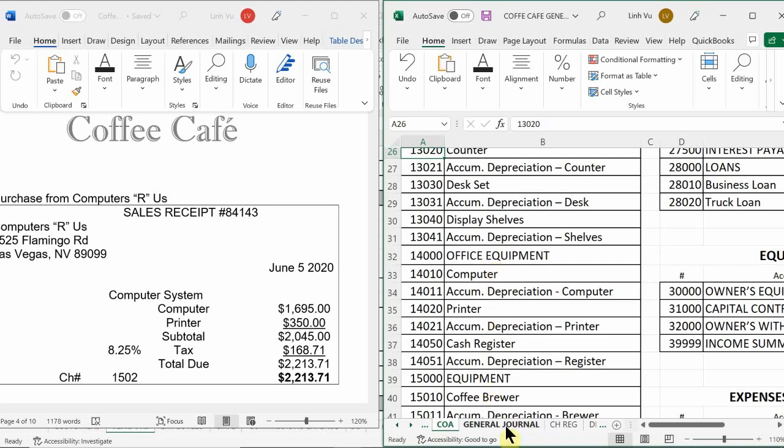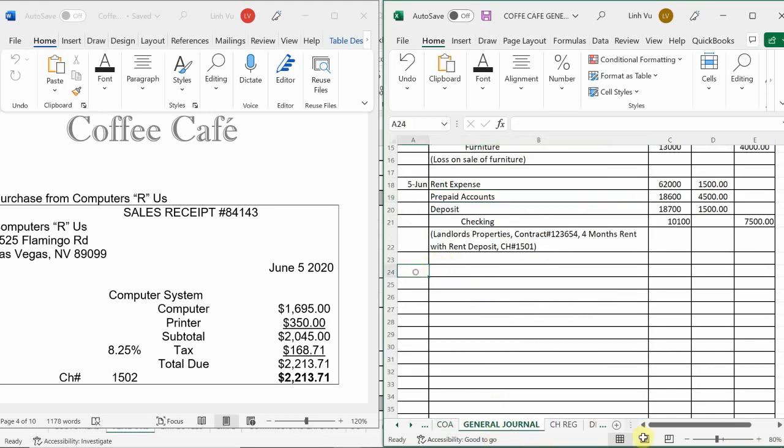Good. So now let's go ahead and journalize this. It's June 5th. Did I increase my fixed assets or decrease them? We increased them. I acquired a computer and a printer, and I paid using my checking account. So 1410, 1420, and 10100. Now, how much did I pay for my computer, and how much did I pay for my printer?